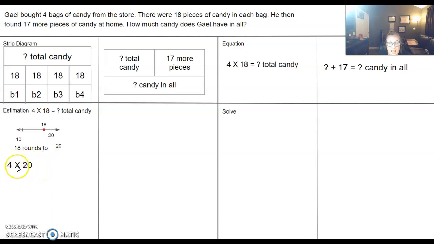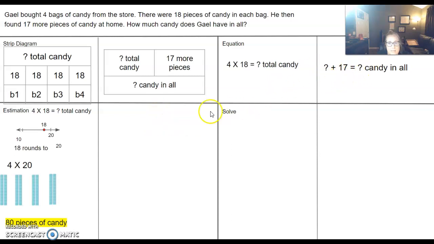And you know what? I'm going to actually model 4 groups of 20 with my base 10 blocks. So I have 1 group of 20, 2 groups of 20, 3 groups of 20, 4 groups of 20. And if I want to know how much it is, I can just count by 10s. 10, 20, 30, 40, 50, 60, 70, 80. So I know that he has 80 pieces of candy. Now I highlighted it just to help me remember I need this information for my second step.